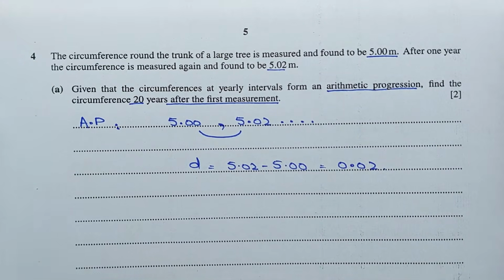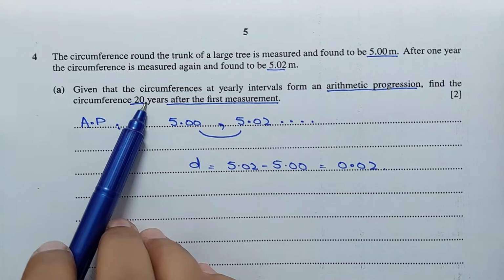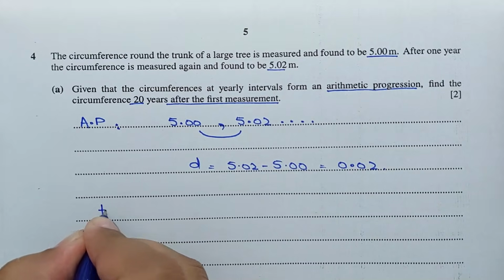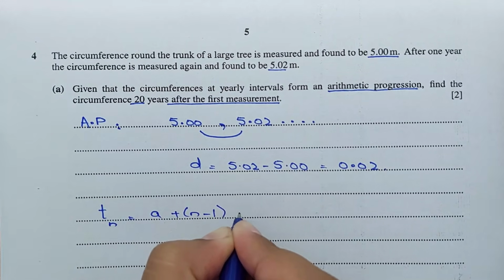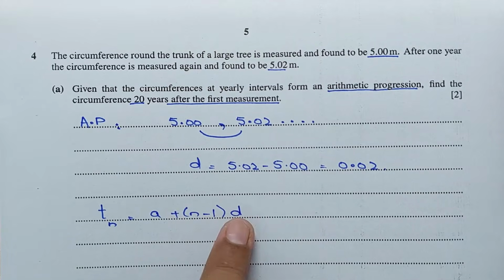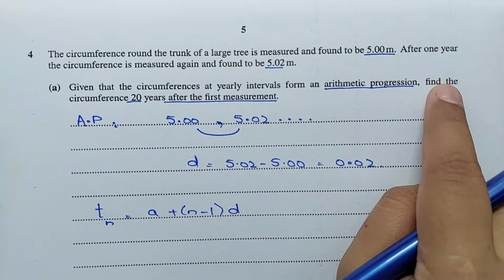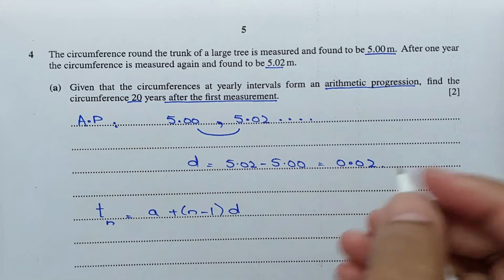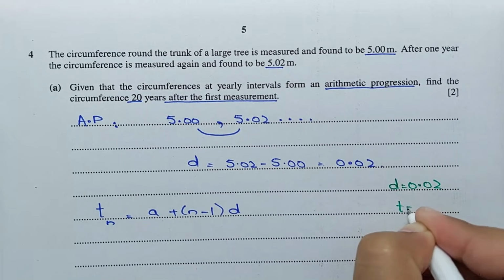Now we need to use the arithmetic progression to find the circumference 20 years after, when the n value is 20. So Tn is equal to a plus n minus 1 into d. So when the n value is 20, the d value is 0.02. Keep in mind that in this question they said find the circumference 20 years after. So d is 0.02, n is 20.